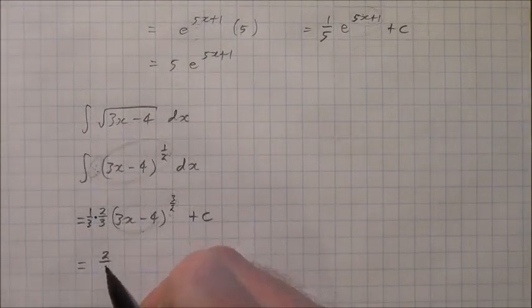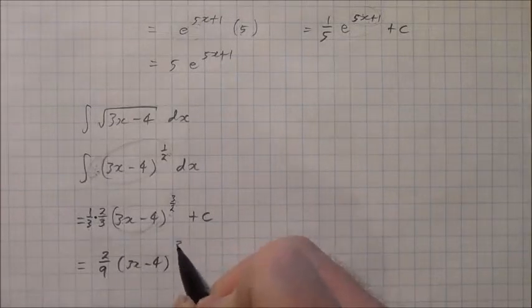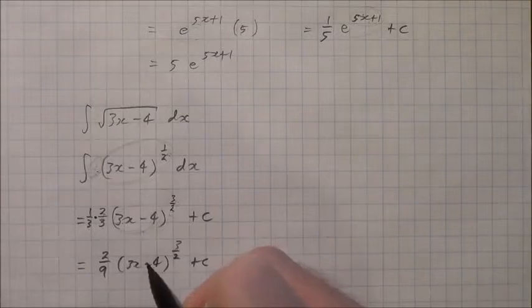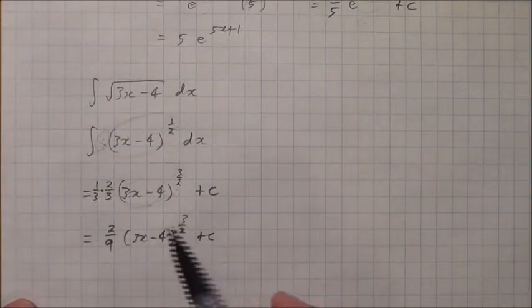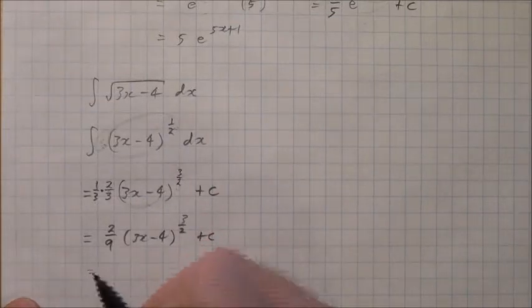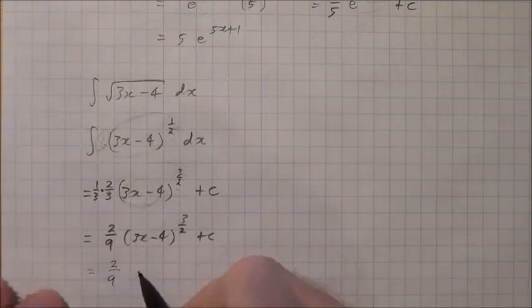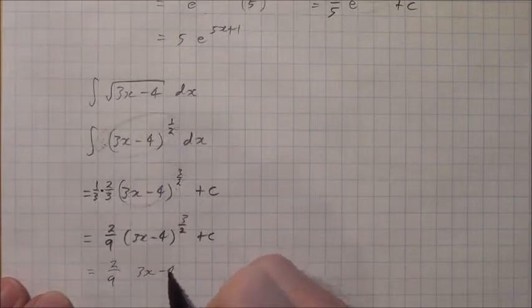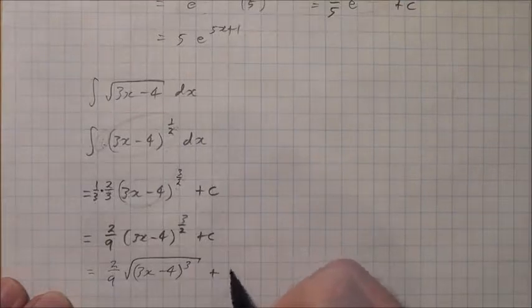So we get 2 over 9 (3x minus 4) to the 3/2 plus c. And I often like to return this to root form if it was given in root form. So I would say 2 over 9 (3x minus 4) cubed, and the square root of that, plus c.